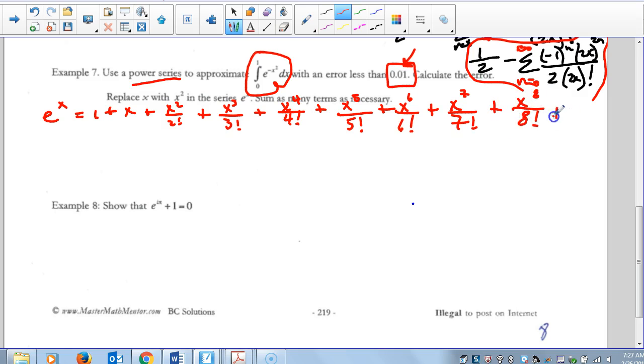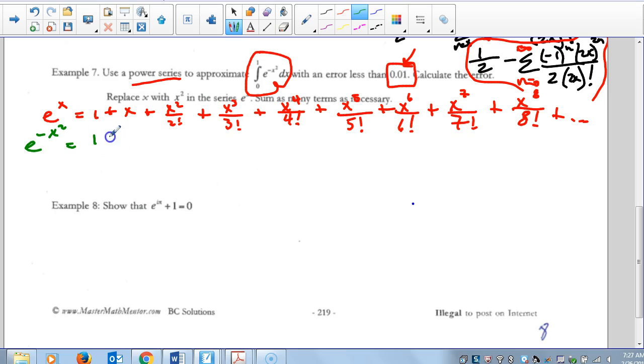8 factorial plus blah, blah, blah. Okay. Now I'm substituting in negative x squared. Don't panic. Just substitute it in. I'm going to pick a different color. How about green? So e to the negative x squared. So the 1 doesn't change.